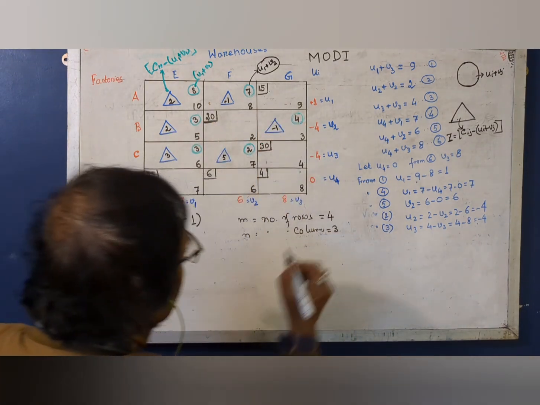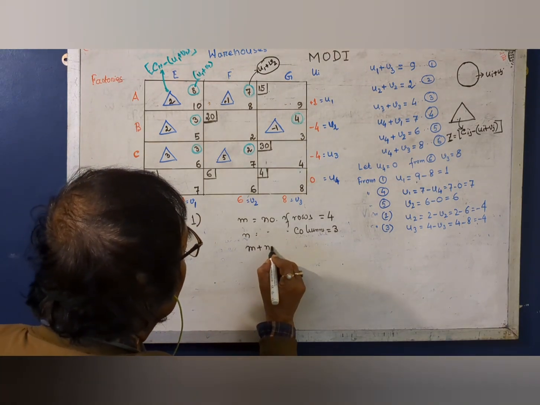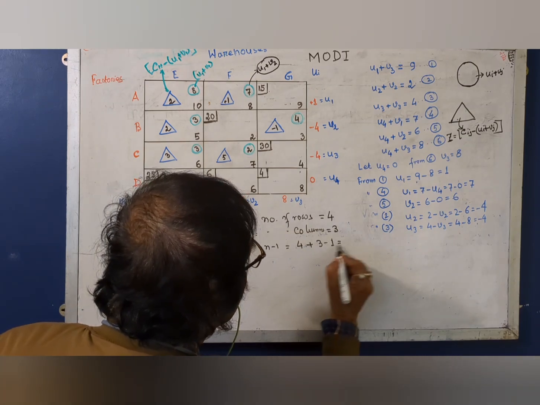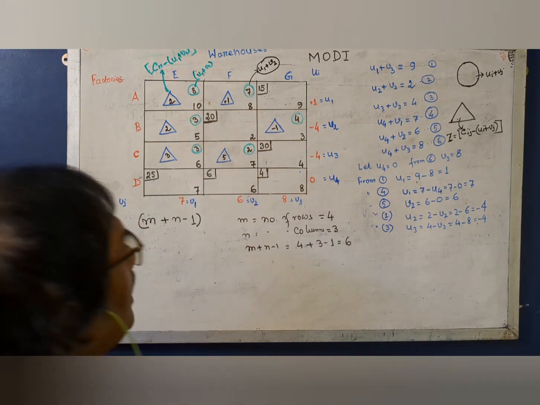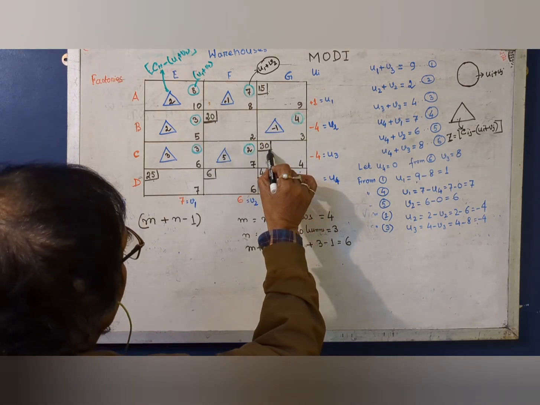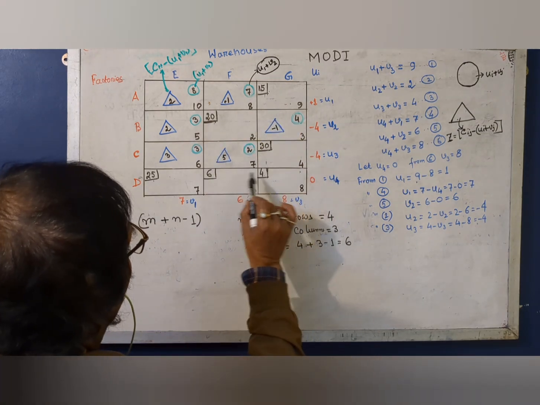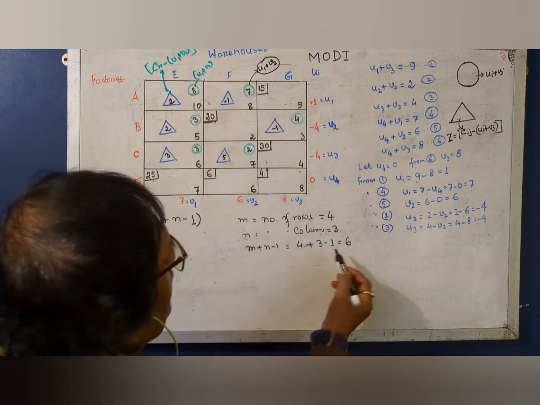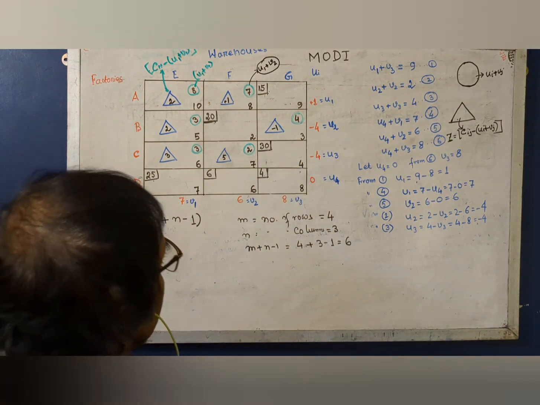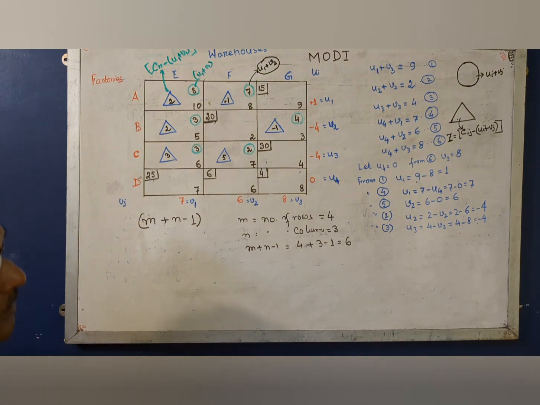That means how many allocations are minimum required? m plus n minus 1, that is 4 plus 3 minus 1, that is 6 allocations required. What are the allocations? These are the allocations. The basic allocations are called allocations. How many allocations in this case? 1, 2, 3, 4, 5, 6. That means we can proceed. Our requirement of minimum allocation is 6, and here it exists, and for that reason we can proceed to the next step.